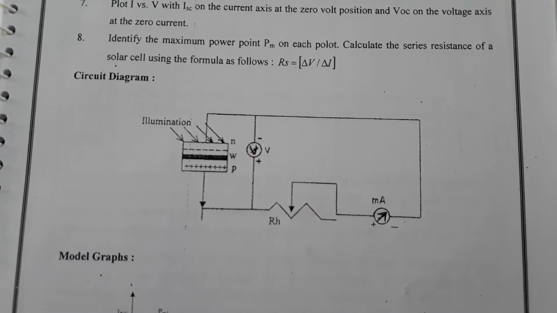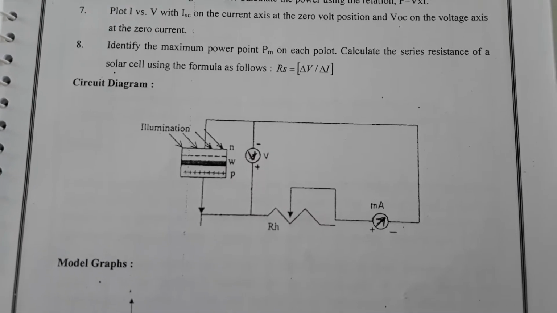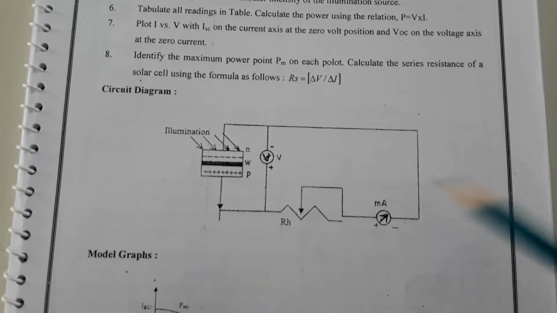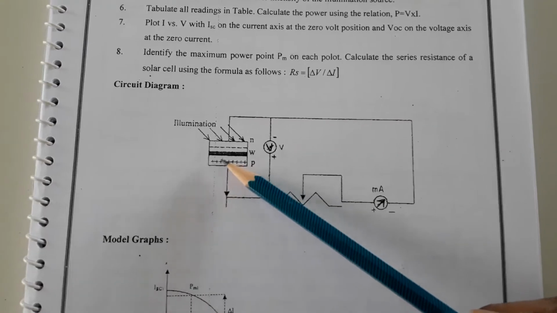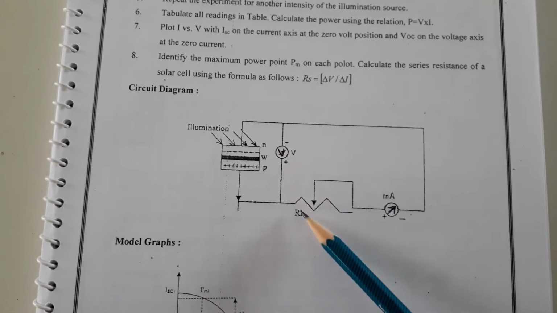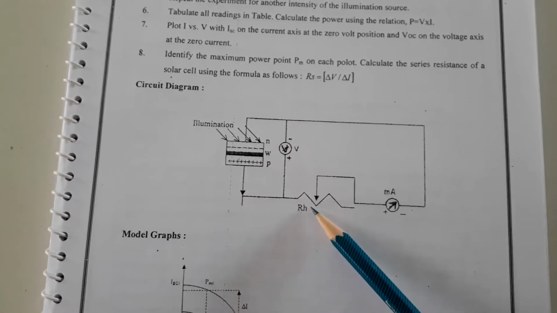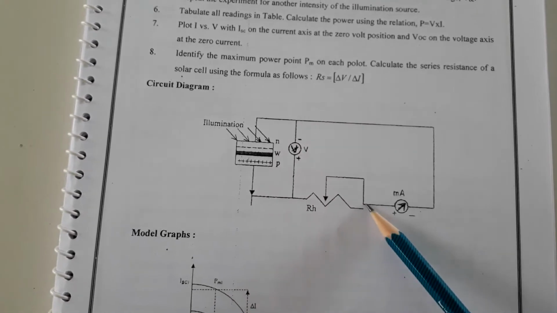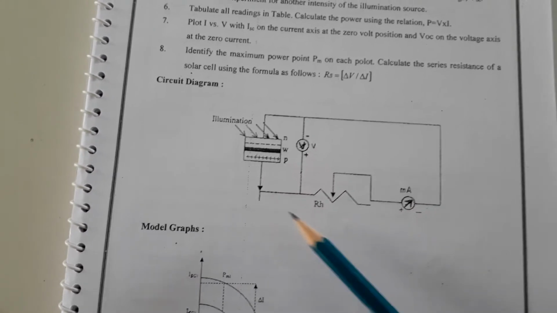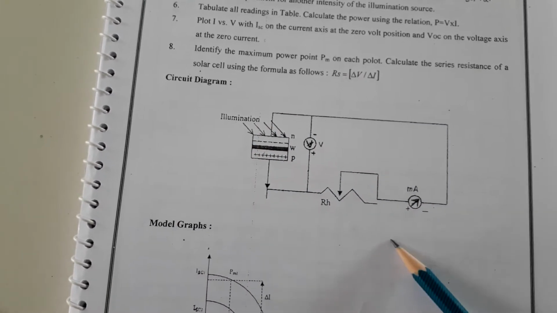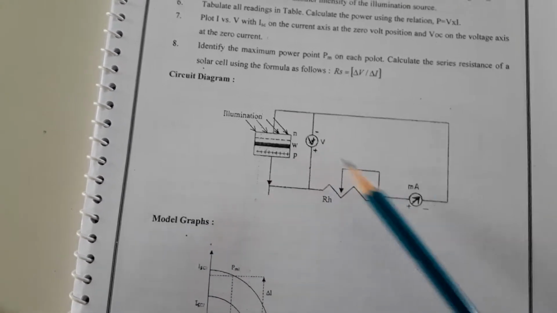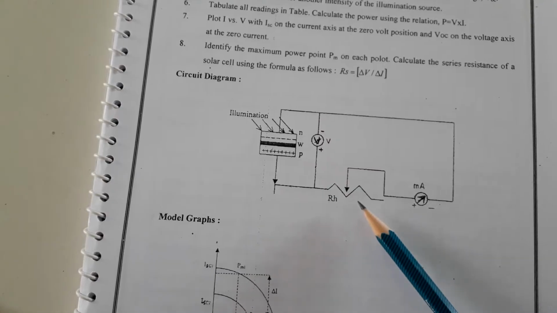Now for that, here is a circuit. You can observe this circuit. On the left side you have the solar cell. The solar cell is connected in parallel to a voltmeter, and in series we have a rheostat, that is a variable resistor, and in series to the variable resistor we have a milliammeter connected here. So in the circuit we have only 4 components: a solar cell, a voltmeter, an ammeter, and a variable resistor.